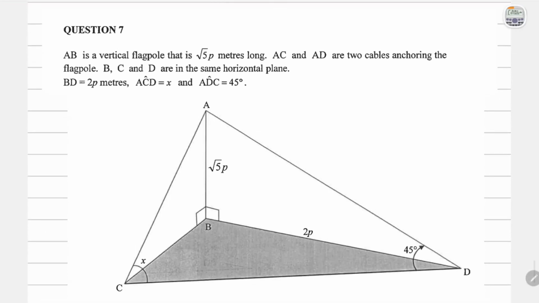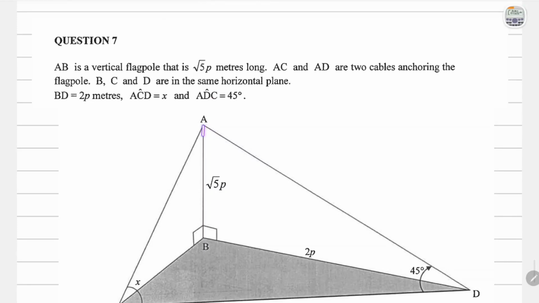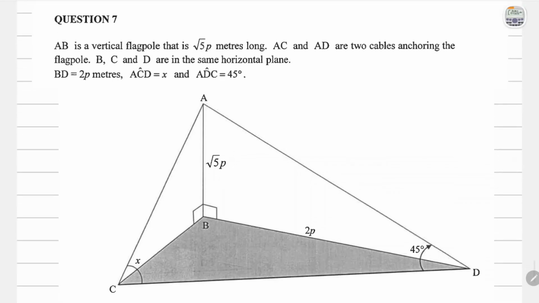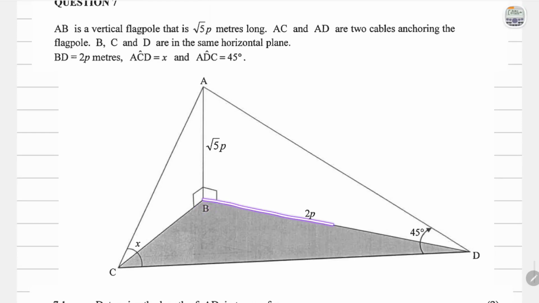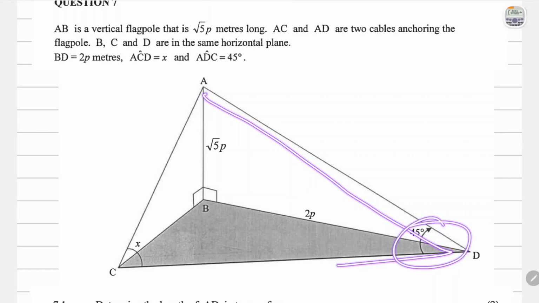And this is what we have. Question 7: AB is a vertical flagpole that is the square root of 5p meters long. So these are all in meters. Then they tell us that AC and AD are 2 cables anchoring the flagpole. B, C, and D are in the same horizontal plane. And then we are told that BD, as we can see, is 2p meters, angle ACD is x, and lastly angle ADC is 45 degrees, like we can see over there.